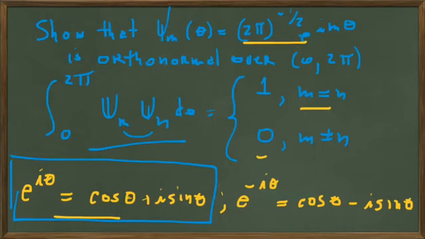Excuse me, I made a mistake on the orthonormal condition we're trying to show. There should be an asterisk here, and remember that asterisk means complex conjugate. So when we take the complex conjugate, we're going to get a negative sign on the i part of the expression.